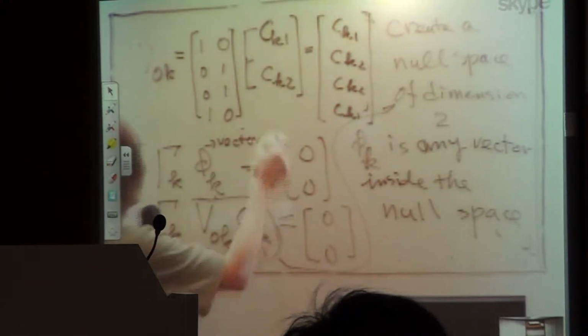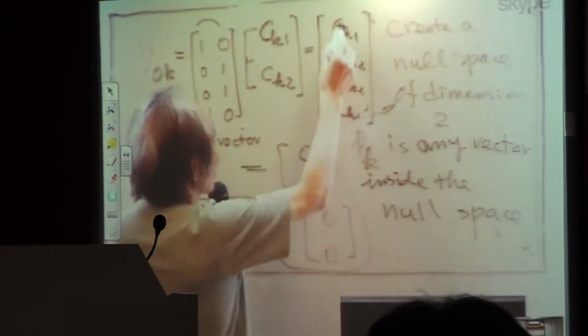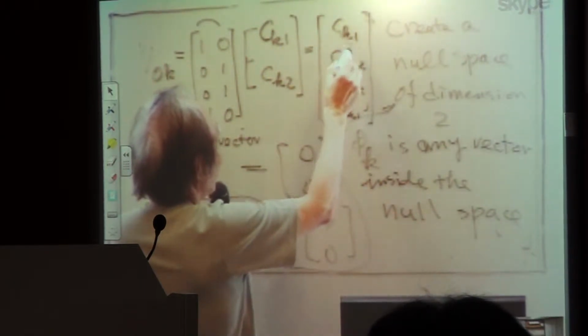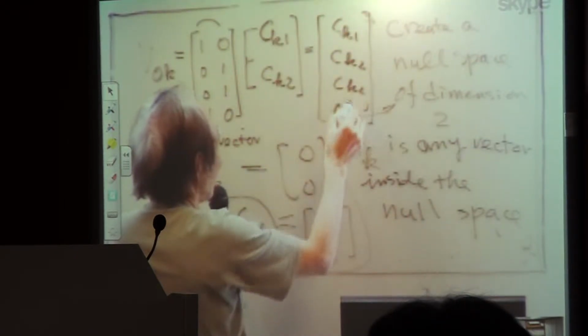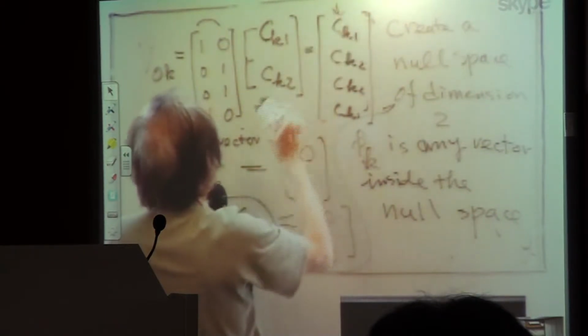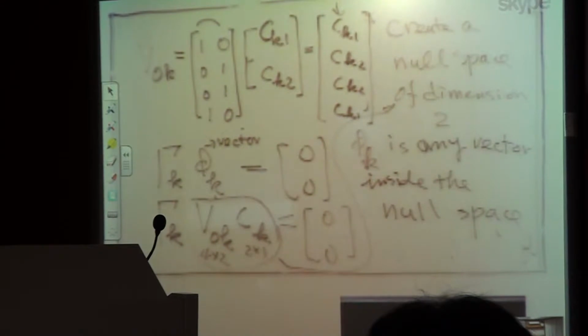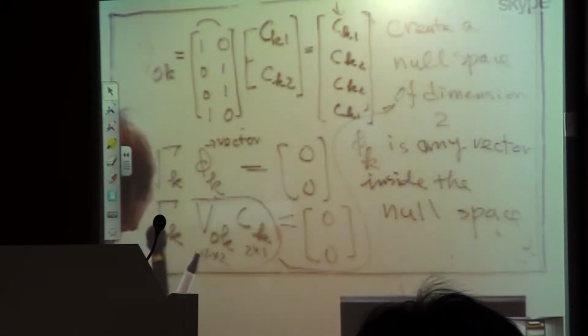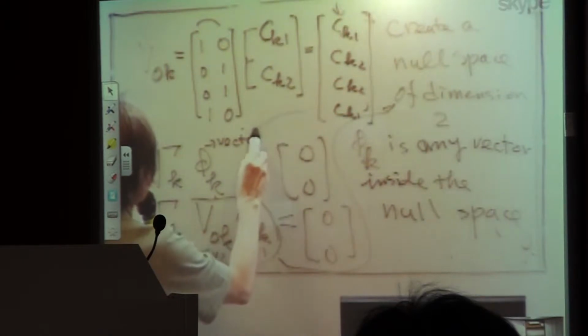So these two vectors create a space. That space has this property: for any arbitrary K1 and arbitrary K2, this vector is inside this space. Okay? So now, that is my phi k. So this is my phi k.